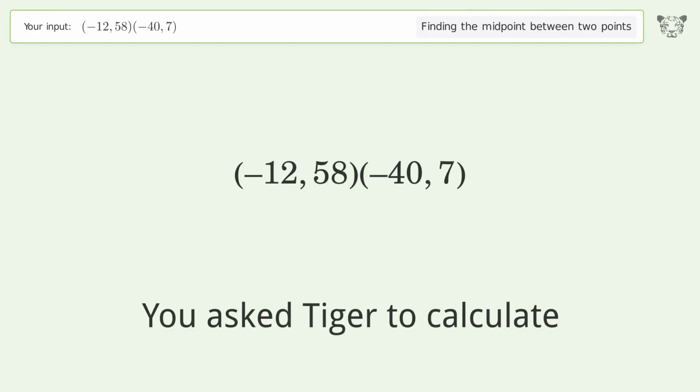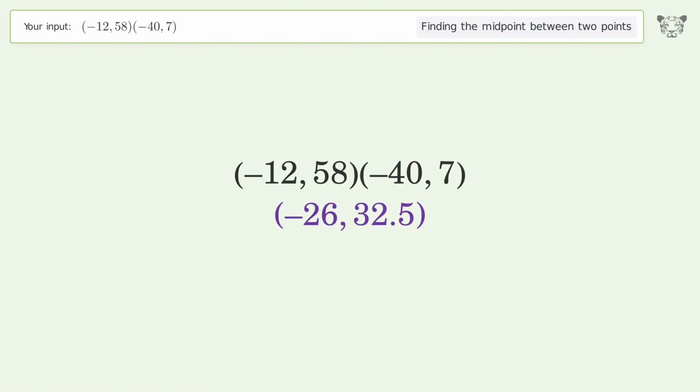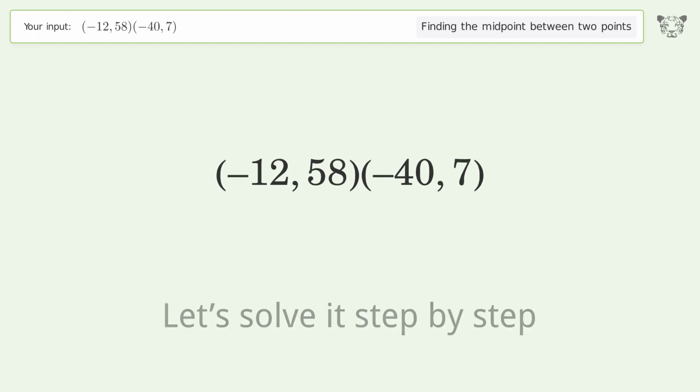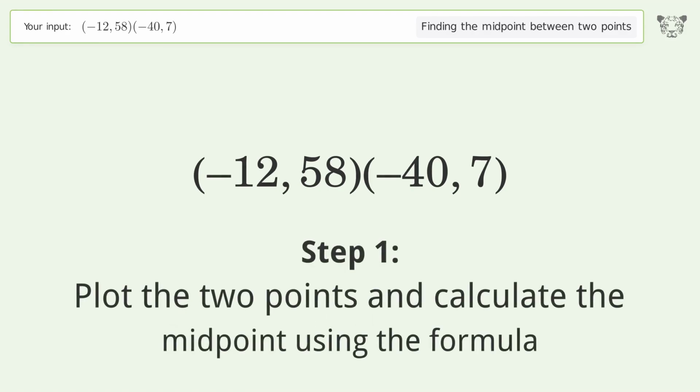You ask Tiger to calculate. This deals with finding the midpoint between 2 points. The midpoint between the 2 points is -26, 32.5. Let's solve it step by step. Plot the 2 points and calculate the midpoint using the formula.